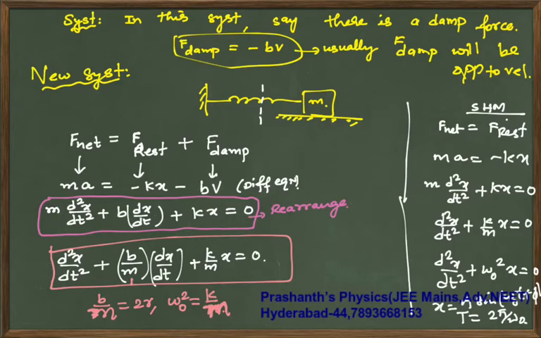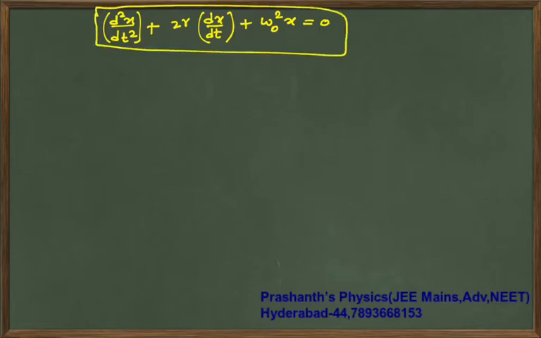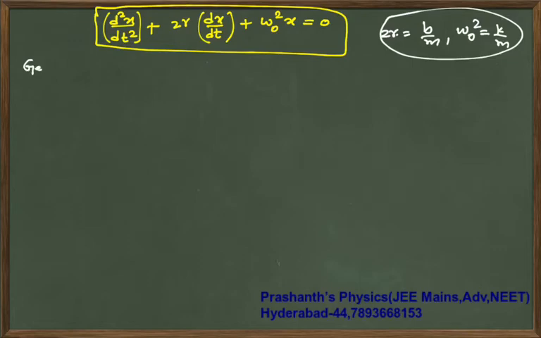Your new equation is d square x by dt square plus 2 gamma into dx by dt plus omega naught square x is equal to 0. Out of this, your 2 gamma is b by m, and omega naught square is k by m.